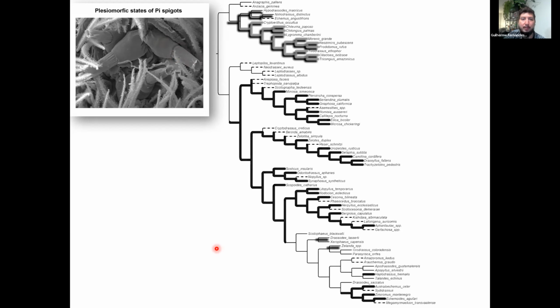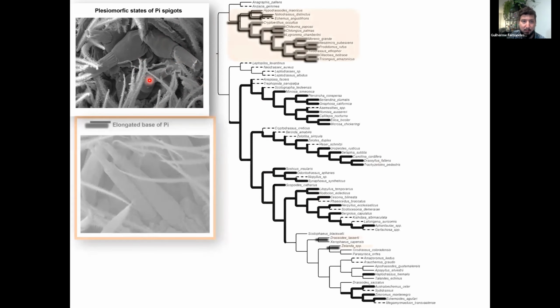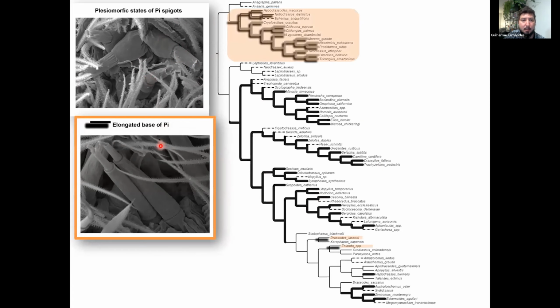So this is plesiomorphic for gnaphosids. And we have this modification here where the base is really long compared to the shaft, that we can see here in what we call Prodidominae and other gnaphosids. And also here it arises independently in other groups.